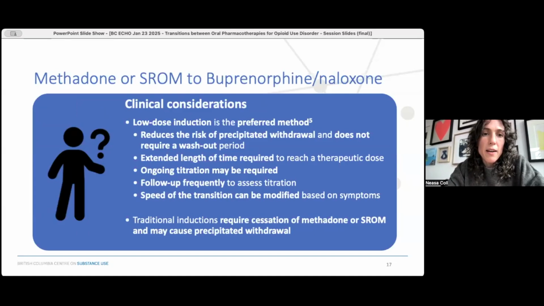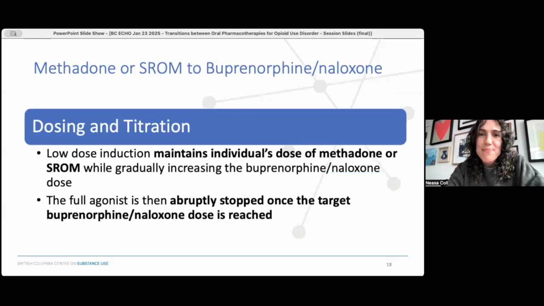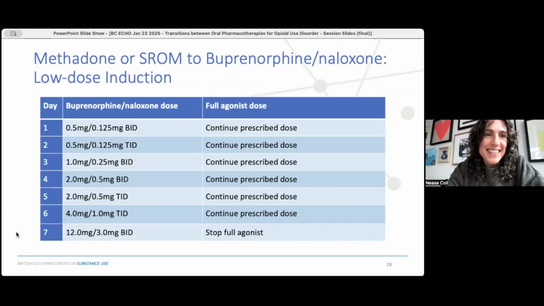I think we have an example of an SROM titration, but not quite yet. No, we don't have that.